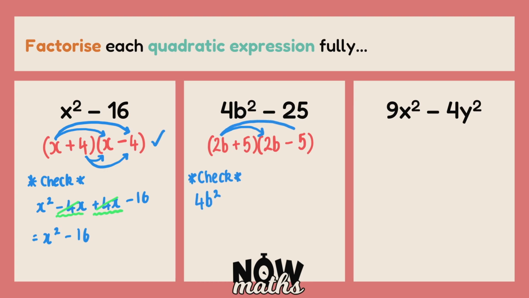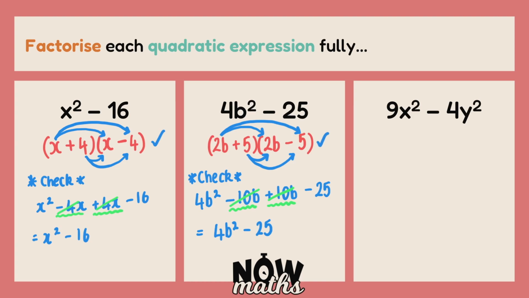Then 2b multiplied by -5 is -10b. Then 5 multiplied by 2b is +10b. And finally 5 multiplied by -5 is -25. And similar to last time, we can collect the like terms, so -10b add 10b is 0, leaving us just with 4b squared subtract 25, which is exactly what we started with, so our factorisation in red is correct.